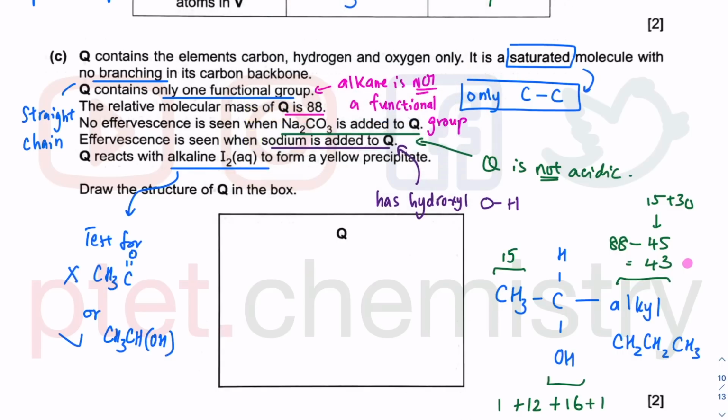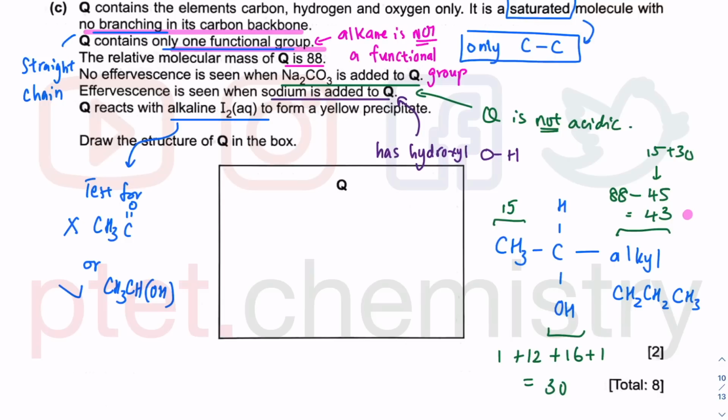Okay, so no branching in the carbon backbone there according to the syllabus. If I just make this a bit bigger, so no branching in the carbon backbone, only one functional group there. So this is all following the question there. So I can draw skeletal, or display, or structural because they say draw the structure. I'm more comfortable with my skeletal formula. So I'm just going to draw CH3CHOH, CH2, CH2, CH3.